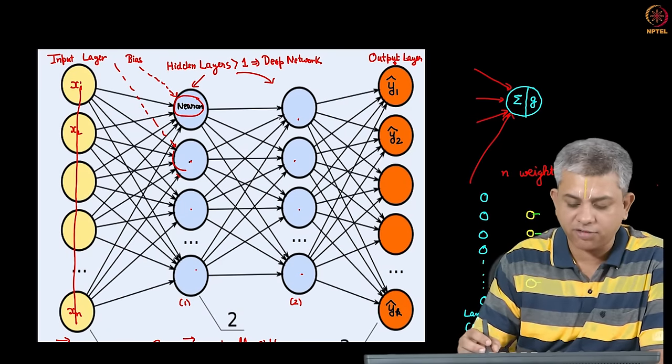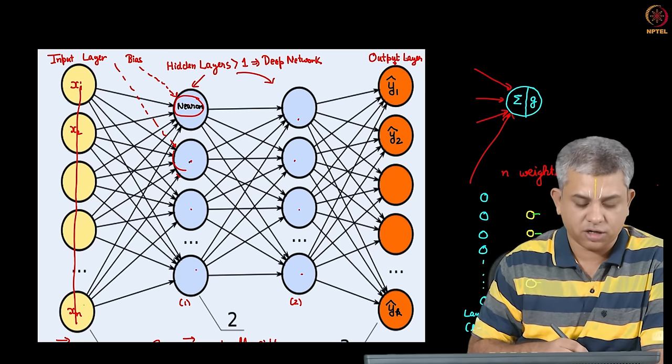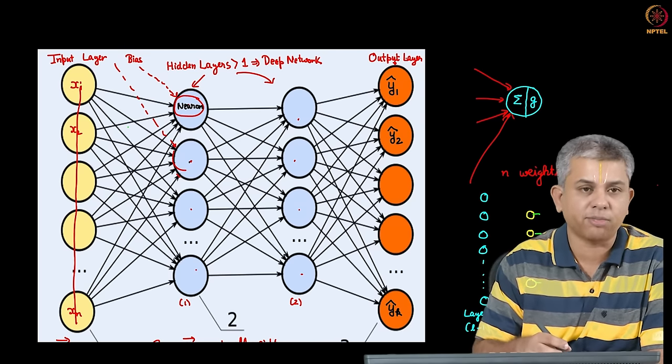The assumption behind the feed forward process is you know all the weights and you know all the input neurons. Later on, we will see when we come to back propagation how to actually determine these weights.